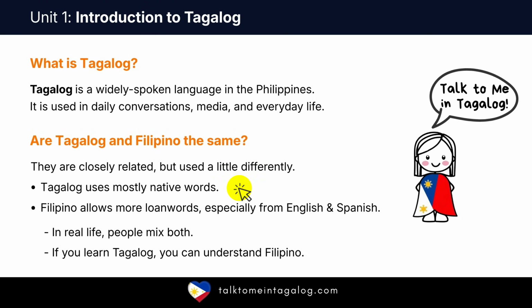Tagalog is mostly used to represent native sounds or words, while Filipino allows more loanwords, especially from English and Spanish. But in real life, Filipinos don't really separate the two. We don't stop to think whether what we're saying is Tagalog or Filipino. We naturally mix them in everyday conversations, so as a beginner, you shouldn't worry about it.